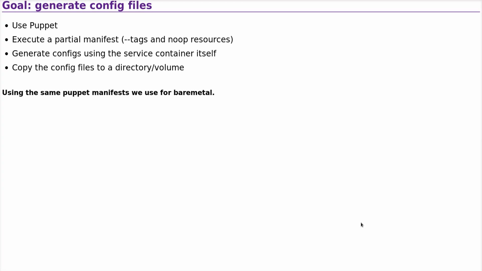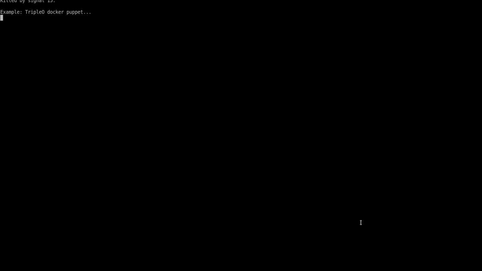So what I'm going to show you is how we use Puppet to execute a partial manifest that allows us to slice out specific resources that we want to include, specifically the config resources, to generate config files for a service using the service's container itself, and copy those into a directory or volume. And the trick here is we're using the same Puppet manifest that we use for bare metal. So there's a lot of resources that we're not executing, but this allows us to generate just clean config files for containers that we then launch.